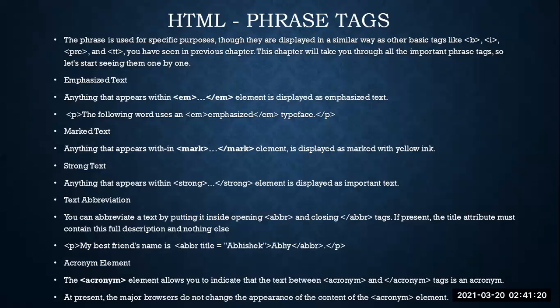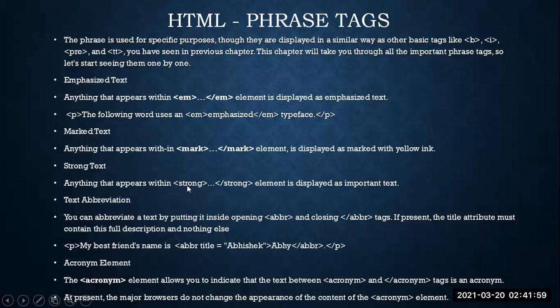Now, for instance, let's say I have an emphasized text. Let's say you want to emphasize a particular text. All these are just attributes to add more styles to your HTML elements. Probably you want to put more emphasis on a particular text, or you want to call the attention of your users to a particular button or something. So these are the phrase tags that you can make use of to call the attention of users to some things. Now anything that appears within the EM tag is displayed as emphasized text.